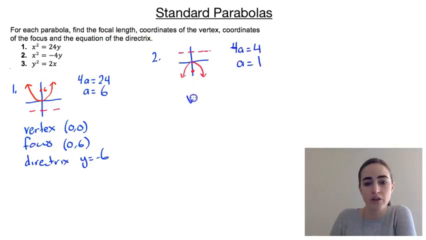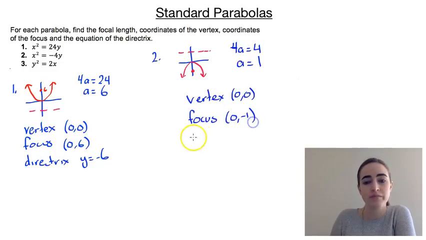Now again, we know that the vertex is (0, 0). So our focal length will go down 1 unit. So that means we'll end up with our focus at (0, minus 1). And our directrix will be up 1 unit. So we'd end up with the equation y equals 1.